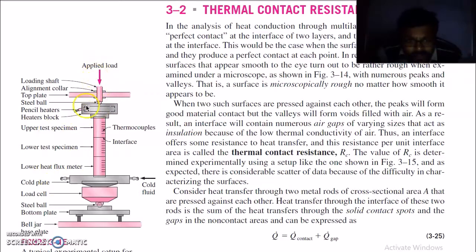You will apply load. Here you have pencil heaters to transfer heat from one side. This is your upper specimen, this is the lower specimen. Thermocouples are attached here. This is your interface which will offer the thermal contact resistance. This is your lower heat flux meter. This is the cold plate. So this will measure the amount of heat flux which is coming from the upper side. These two specimens are pressed with the help of this load.